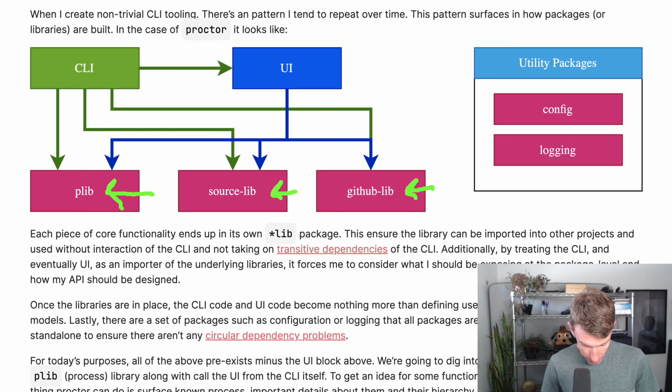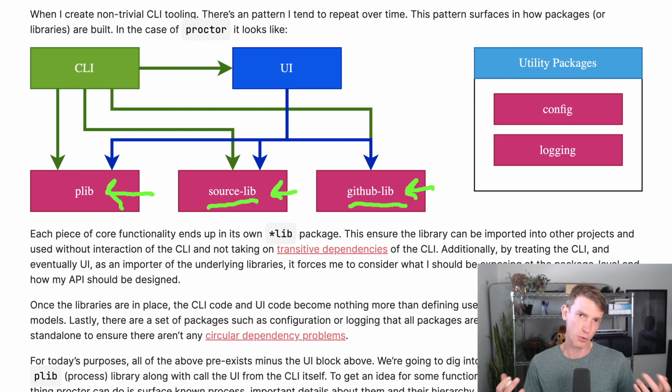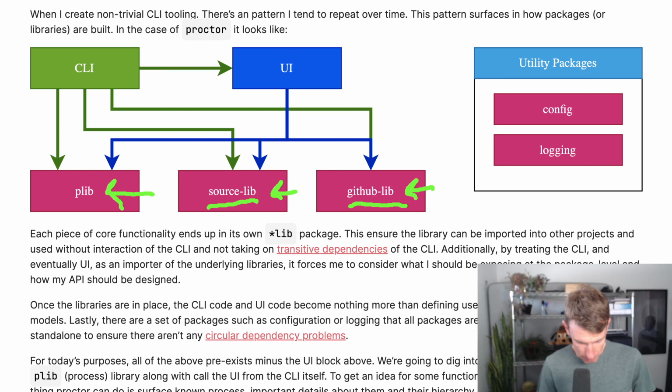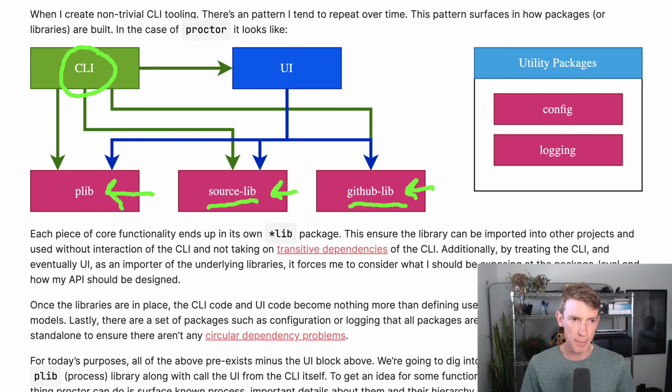But in my case, plib handles processes, sourcelib handles source code, and github handles metadata about GitHub. These are all features that are sort of baked into Proctor. And by pulling out these packages, I now have the ability to bring a CLI on top of it and consume these underlying libraries.